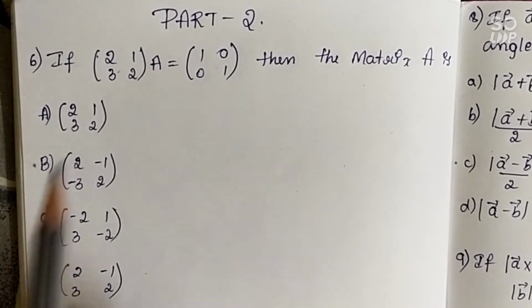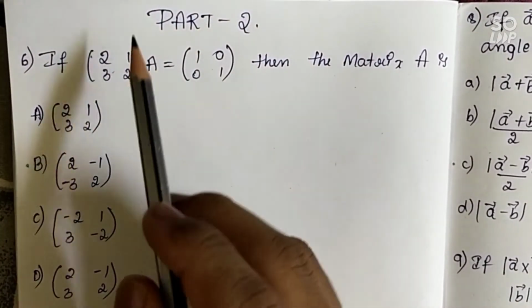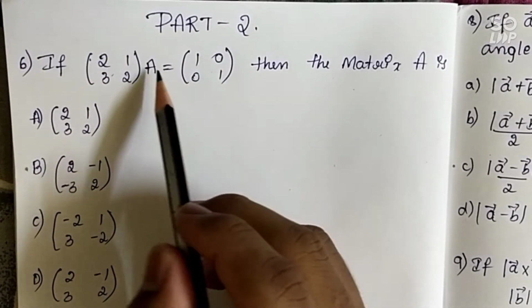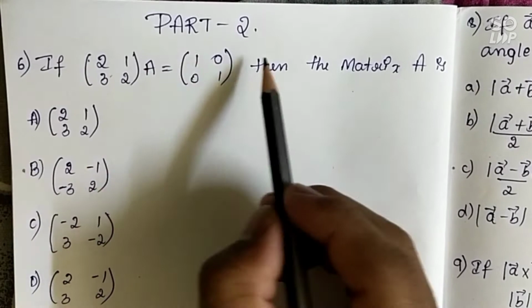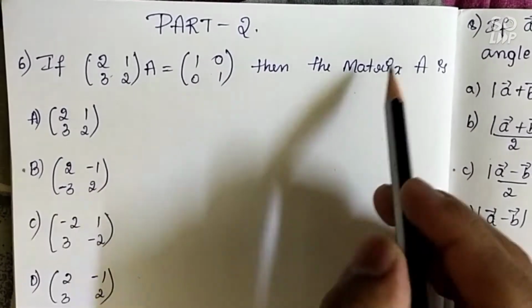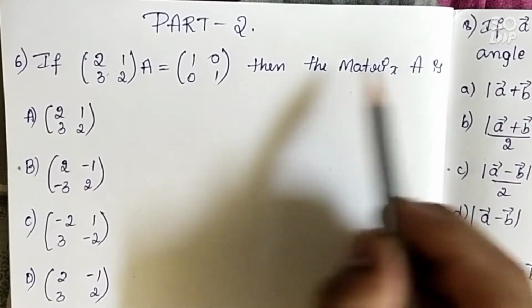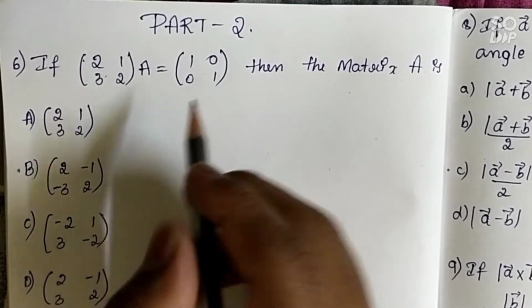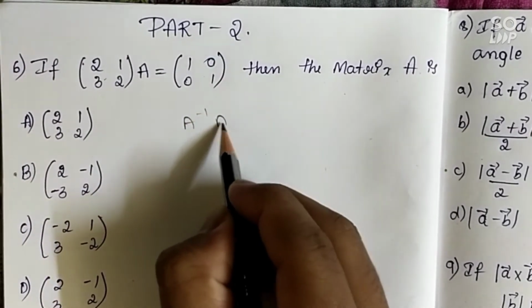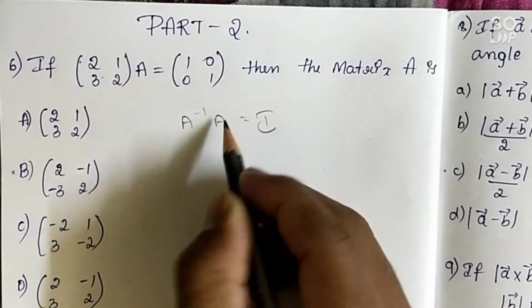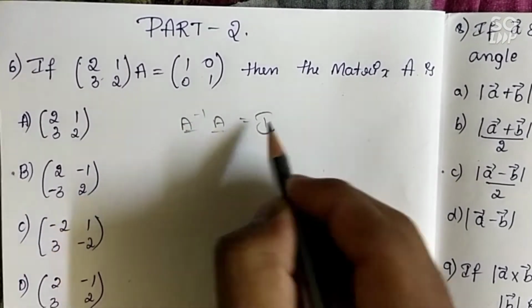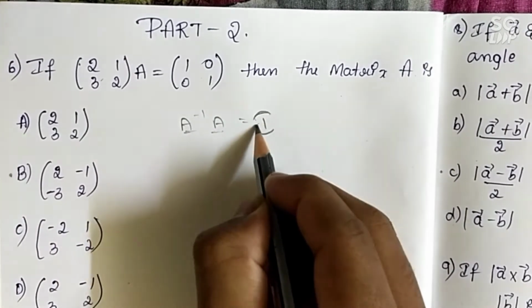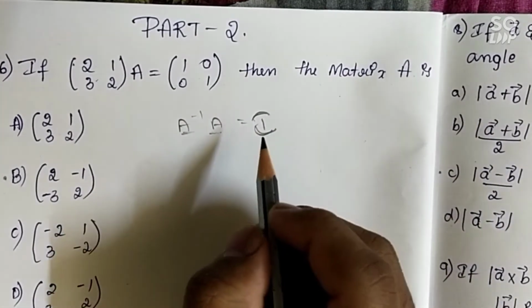Now let's start it. The sixth question. If the matrix 2 1 3 2 multiplied by A is equal to the identity matrix, that is 1 0 0 1, then the matrix A. This is of the form A inverse A is equal to I. A is a matrix, this is the inverse. A inverse into A is equal to I. This is the simple formula of the matrices chapter.